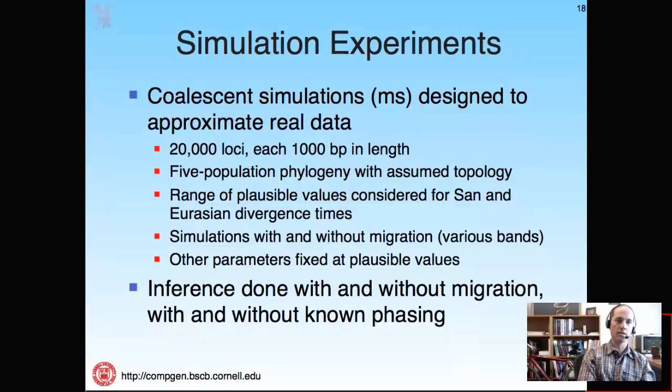So we simulated data sets similar to what we expect the correct answer to be for human populations. We worked with similar numbers of loci to what we have in our real data. Actually, somewhat fewer loci. We used 20,000 loci in the simulations. We worked with a 5-population phylogeny like the one that we're using for inference, and considered a range of possible parameter values sort of within the range of plausibility. And then did inference both with and without migration and with and without known phasing.